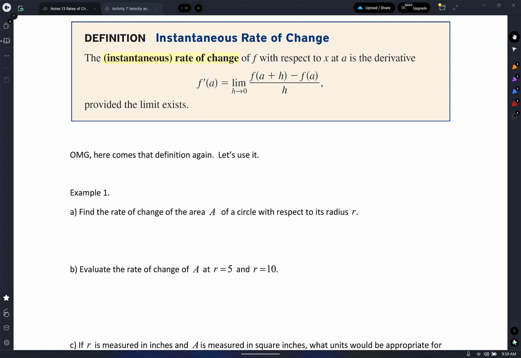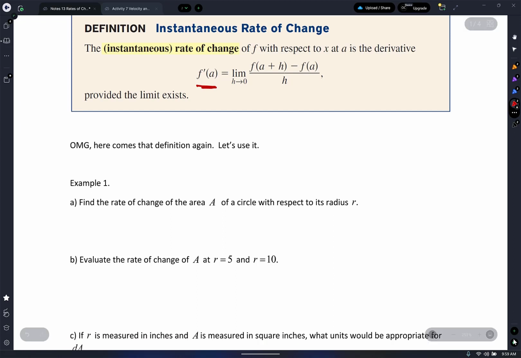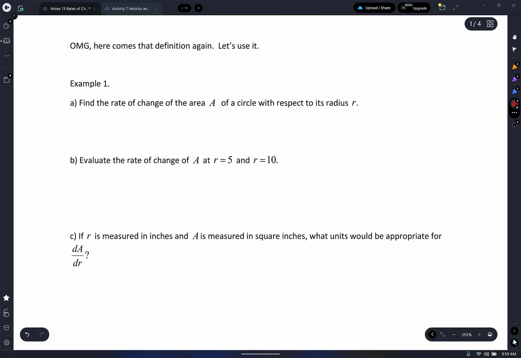All right, so here's the derivative formula, guys, or your instantaneous rate of change, which is just your derivative there. So all we're going to be doing is taking derivatives, but no longer are we using the derivative with respect to x. Now we're going to be taking derivatives with different letters. So here we go. Example 1, letter A. It says, find the rate of change of the area A of a circle with respect to its radius r.